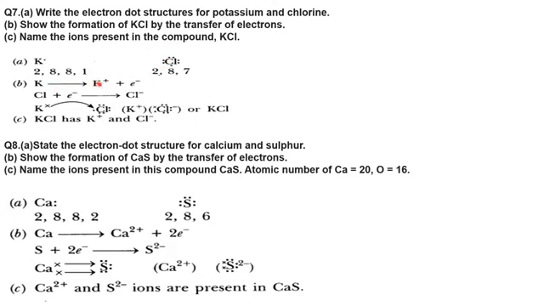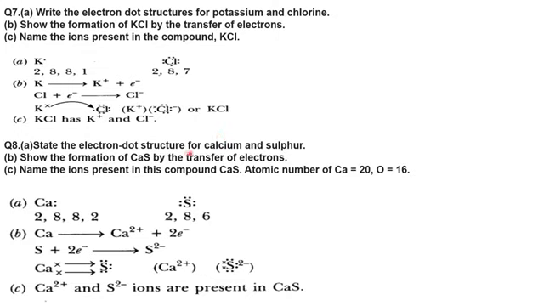Potassium loses 1 electron, and you get the potassium cation here. Chlorine gains 1 electron, and you get an anion, or chloride ion, right? And you can show this type of reaction. You have to write everything step by step in your copy.